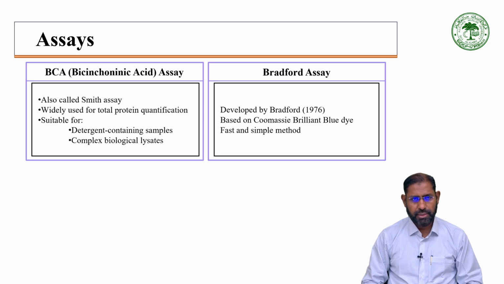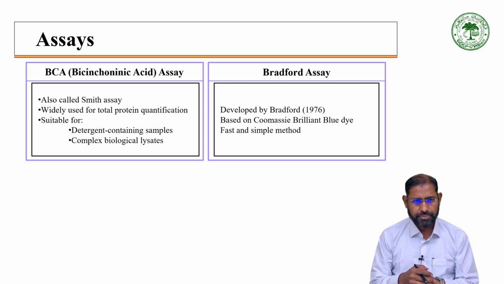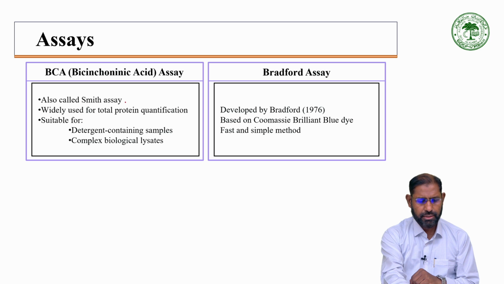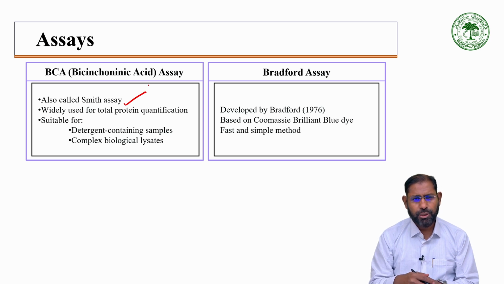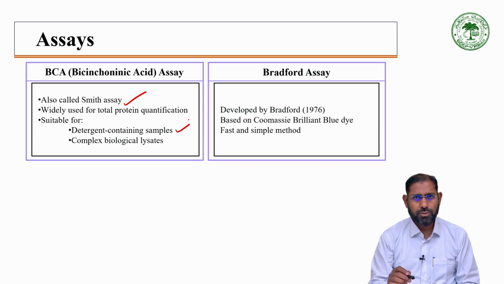The BCA, bicinchoninic acid assay, also called the Smith assay, is widely used for total protein quantification. It's very common in the lab. People use different conditions for this. It is suitable for detergent containing samples. If samples have detergent associated with the application, or the buffer has detergent, then it's good for that. And also it is good for complex biological samples.